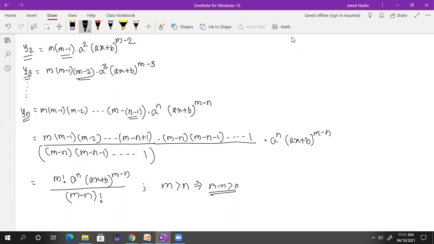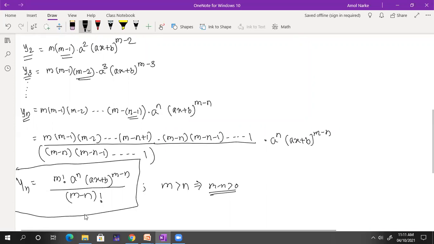a raised to n as it is, (ax plus b) raised to m minus n as it is. What is the denominator? m minus n, m minus n minus 1, m minus n minus 2, like that, up to 1. That is nothing but (m minus n) factorial. Yes or no? Yes, sir. So this is what you are getting in a new way. This is nothing but my nth derivative of a function when m is greater than n. Okay, got it, everyone?